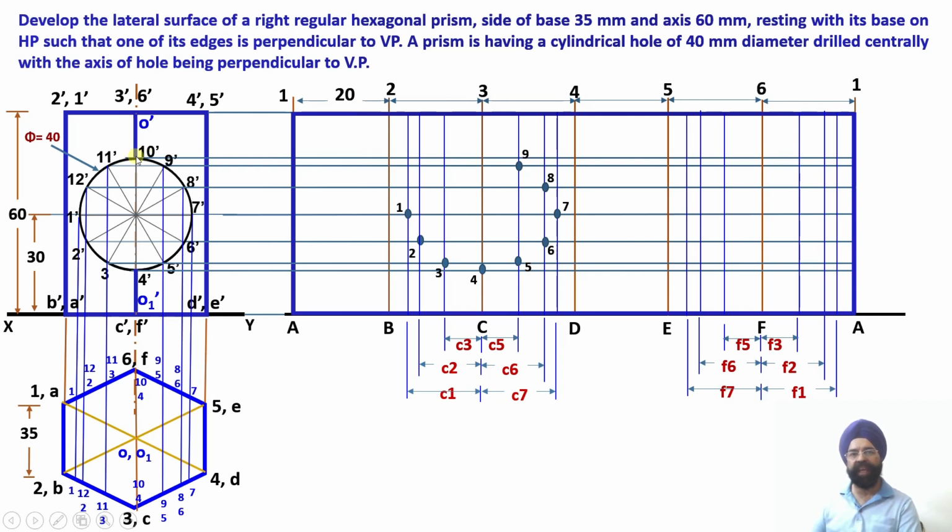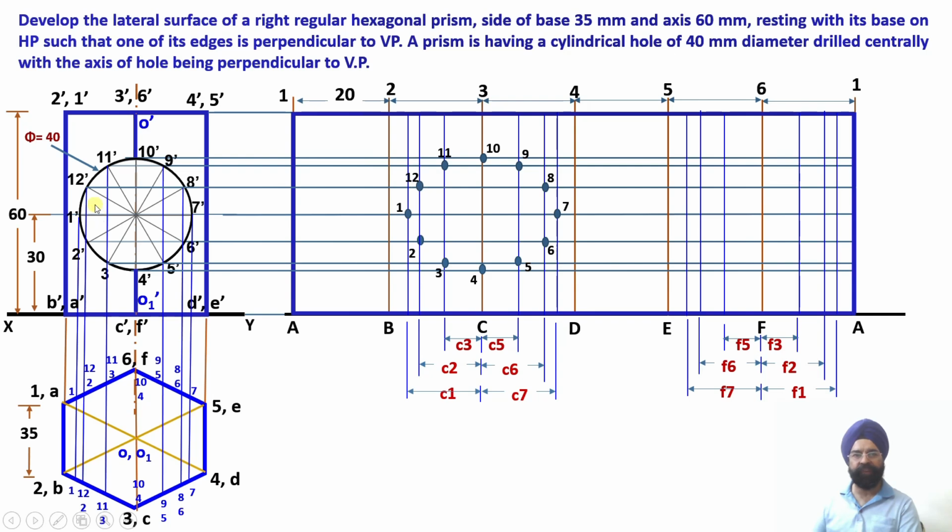Point 10 dash lies here. So I am going to draw point 10 over here. Point 11, 3 and 11, they lie on one vertical line. This is the horizontal line corresponding to the point 11 dash. So this is 11 dash. Draw horizontal line through 11 dash.